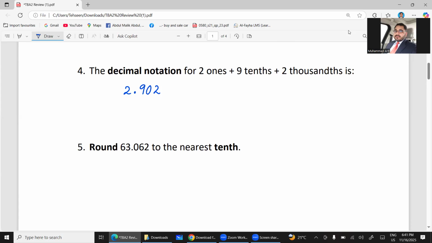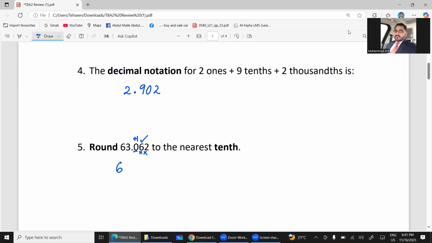Question number 5 is round to the nearest tenth. After the point, the first digit is tenths. We need to delete the digits after the tenths, the hundredths and thousandths. We will check the hundredths digit after the tenths, that is 6. If this digit is 0, 1, 2, 3, 4, it is in the lower bound, and 5, 6, 7, 8, and 9 are in the upper bound. As this is 6, in the upper bound, then we need to add 1 here.